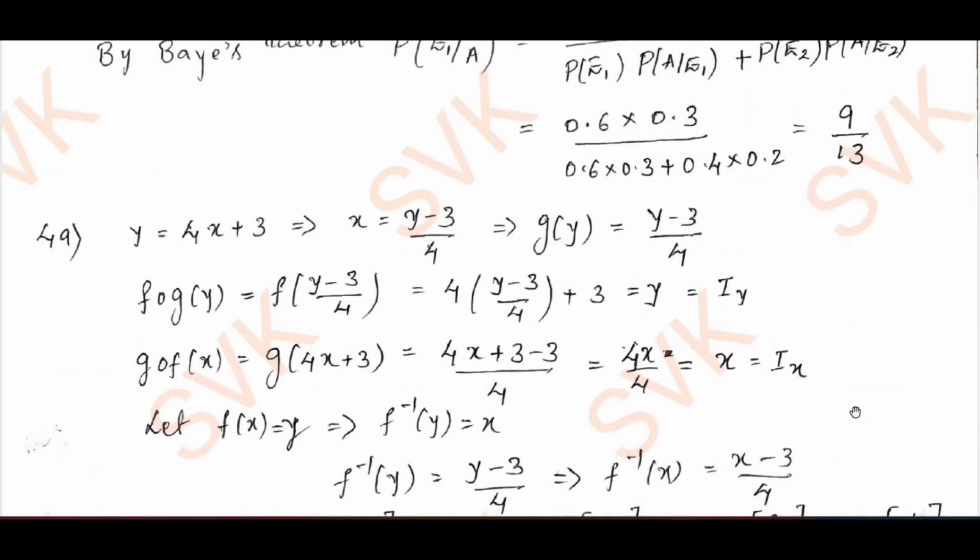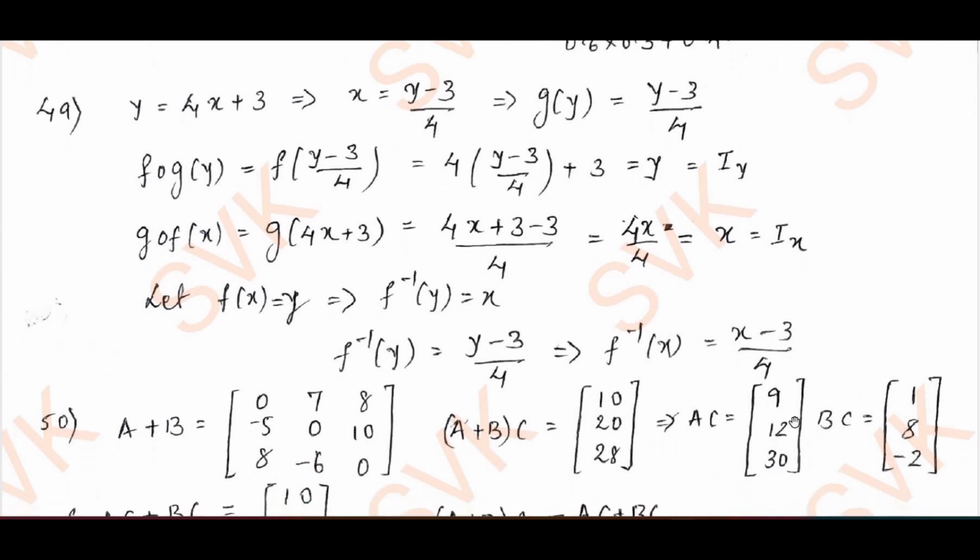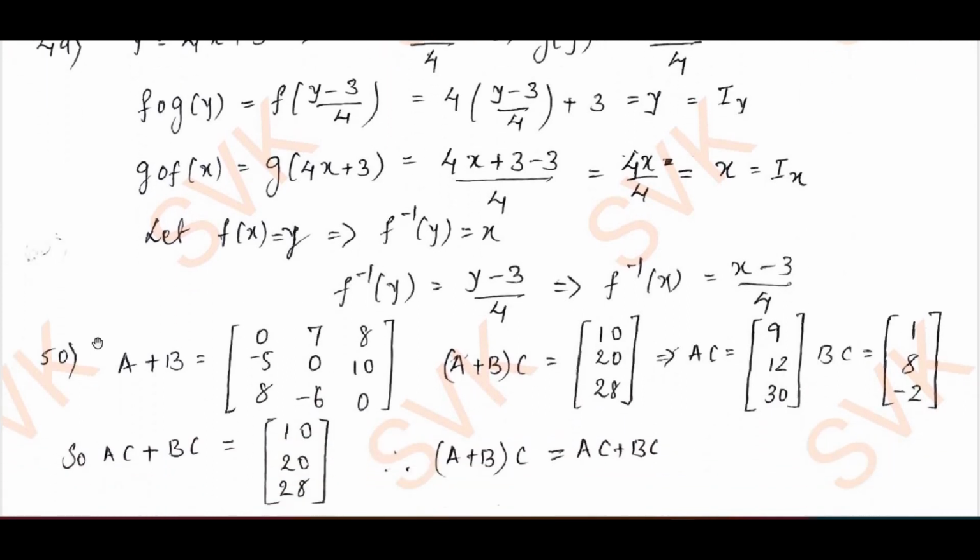Moving on to 49, I have got f inverse of y equal to (y minus 3) by 4. So similarly, f inverse of x will be equal to (x minus 3) by 4. So moving on to 50, I got the sum of these two matrices as this one.